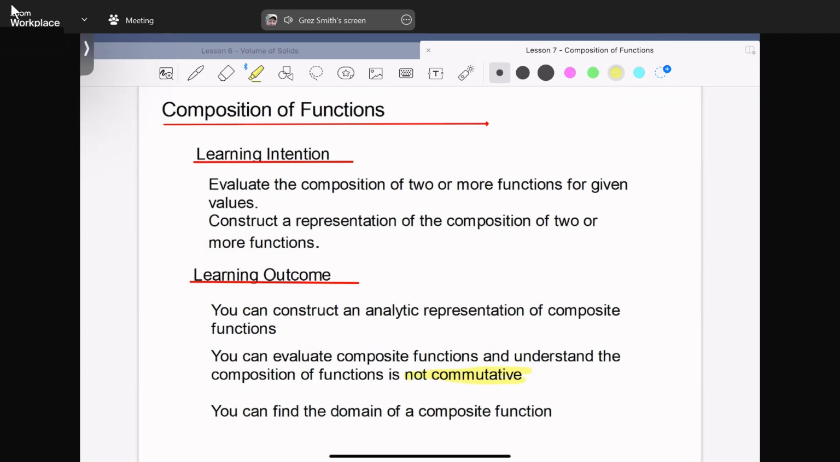And then lastly, we're going to do a couple of other things as well, but 3 goals was enough. You need to find the domain of a composite function. I think it's the hardest part. I'll save that for the end.